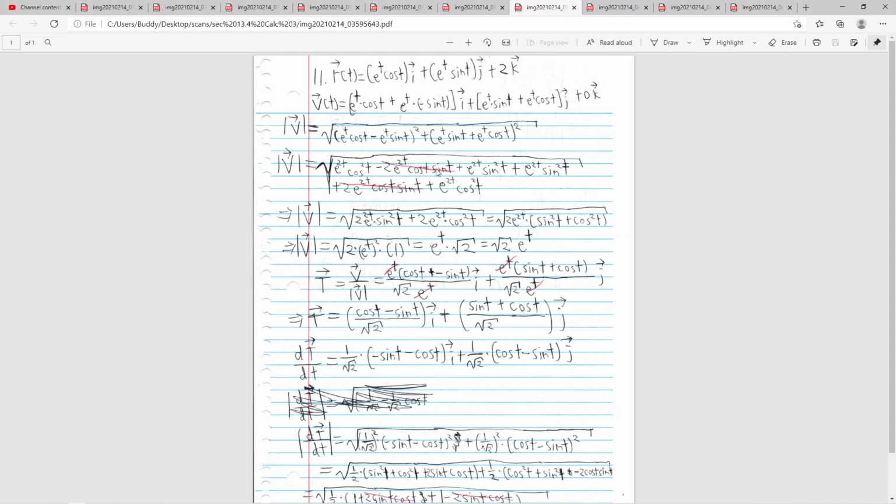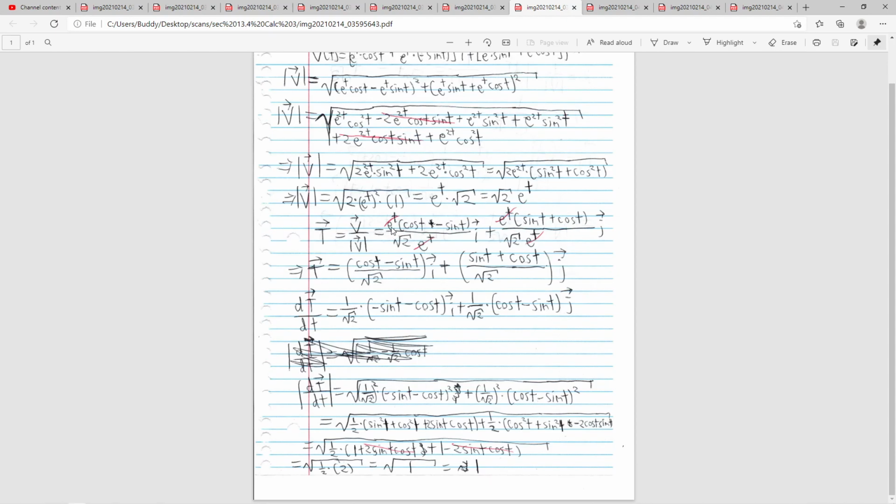So e to the 2t cosine squared t plus e to the 2t cosine squared t, they combine to 2 times them, plus 2 times the other one, the like terms that combine. And you can distribute out 2 e to the 2t. So it's sine squared t plus cosine squared t. So it's 2 times e to the t squared times 1, which is e to the t drawn out, just square root of 2, so square root of 2 times e to the t, or e to the t times square root of 2.